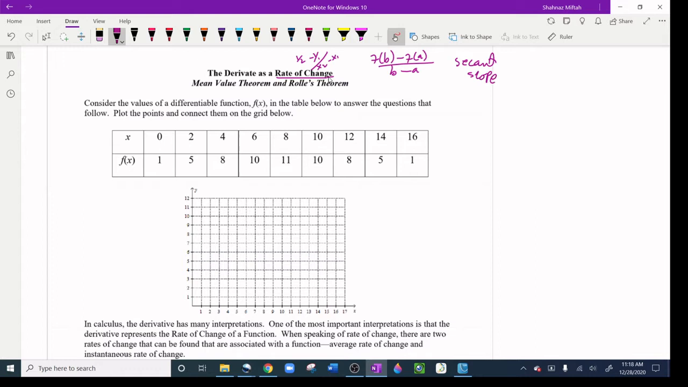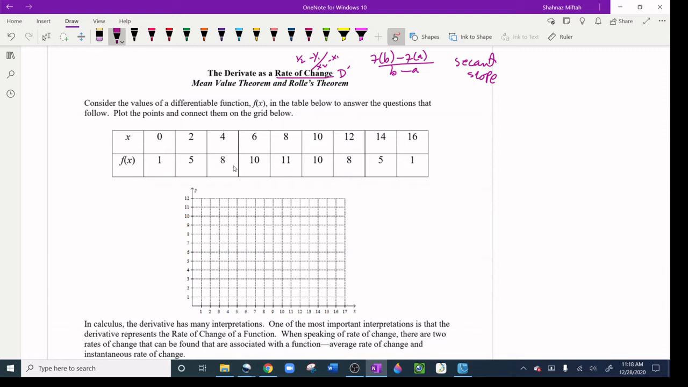So rate of change is a secant slope and a derivative. This is a derivative, and we're gonna deal with mean value and Rolle's theorem. Consider the values of differentiable function f of x in the table below to answer the questions that follow. Plot the points and connect them on the grid below.